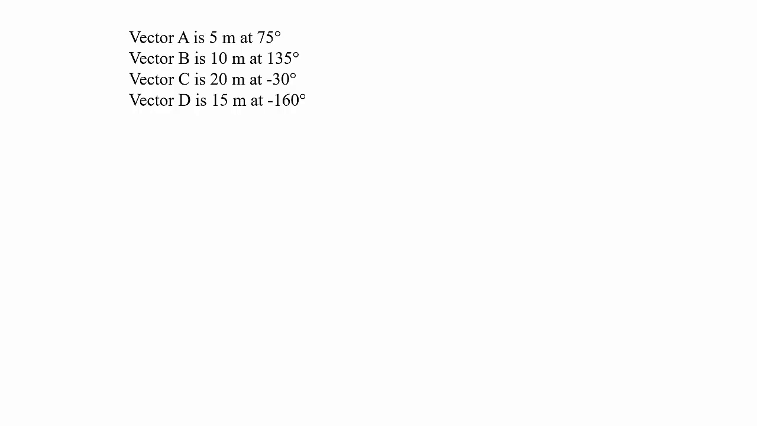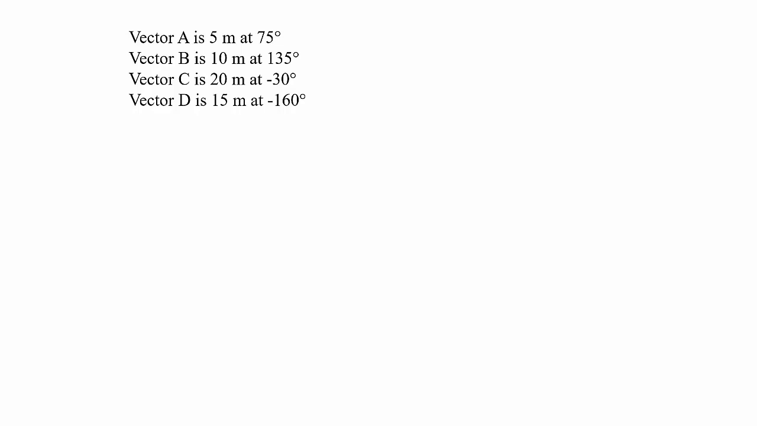This video is going to go over adding four vectors together, but unlike my previous video, instead of having the vectors drawn out for us, we're given the magnitude and direction of the vector in words. In this, we're given the angles that the vectors make as a standard position. We're given the angle that the vector makes relative to the positive x-axis.